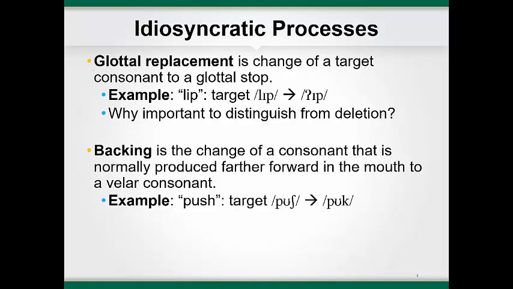pronounce push as puk. Recall that the consonants with a more front place of articulation, the bilabial and alveolar consonants, for example, are typically acquired earlier than consonants with a more back place of articulation, the palatal and velar consonants, for example. Therefore, the phonological process of backing goes opposite to the normal pattern of substitution processes that we would expect, based on the order of acquisition of the phonemes.